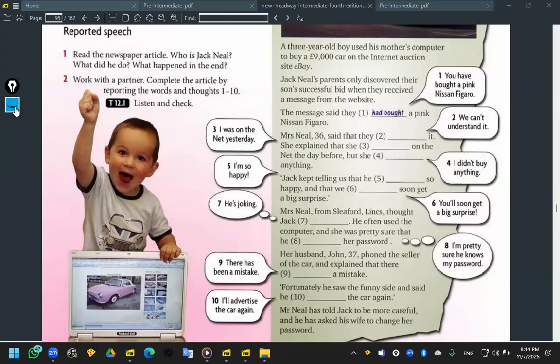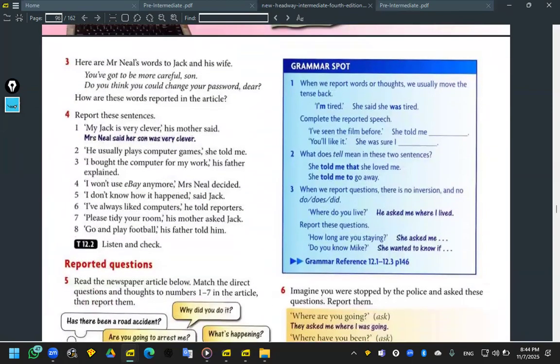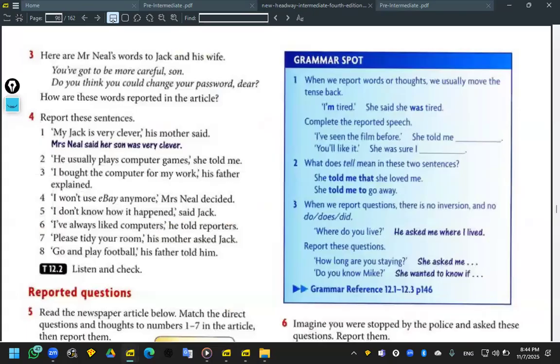Okay, I hope that you answered all the questions correctly. Now it's time to complete the practicing. Now let's try to talk about exercise number 3. Wait, let me try to zoom the page in. I think it's better to see clearly. Now here are Mr. Neal's words to Jack and his wife. 1, You've got to be more careful, son. 2, Do you think you could change your password, dear?